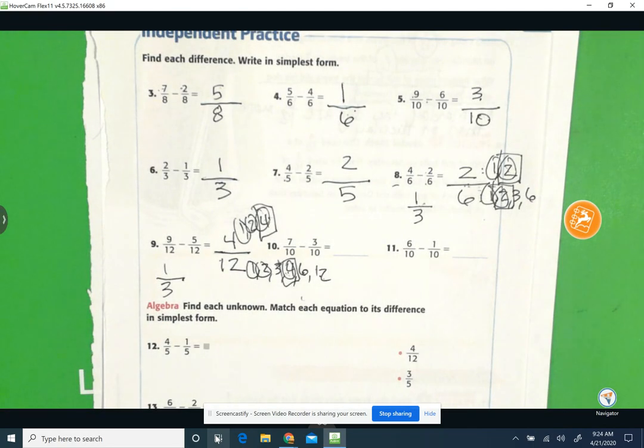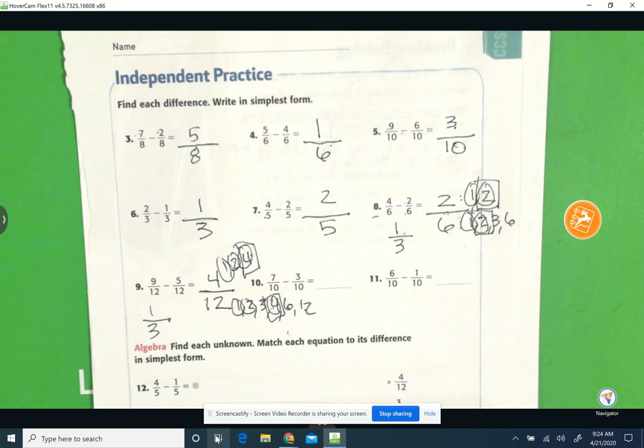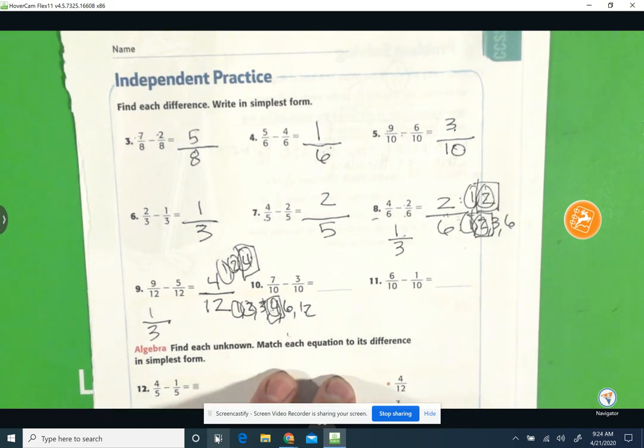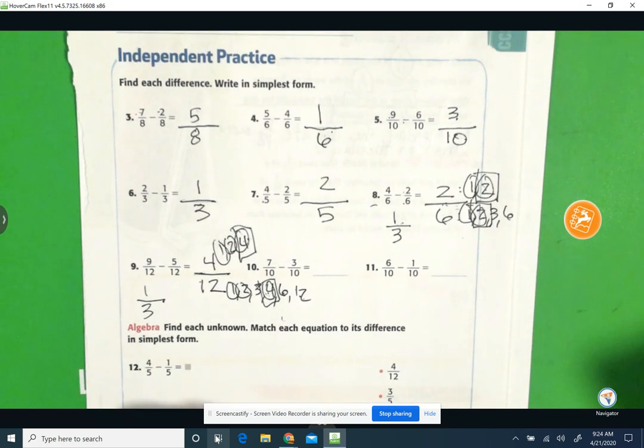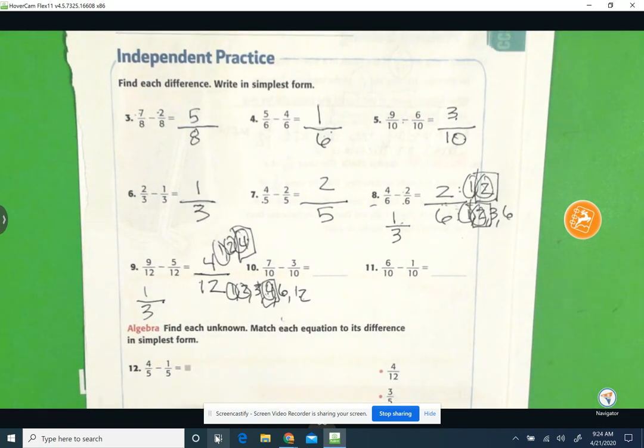All right, so all in all, subtracting fractions, no biggie. The tough part is remembering only subtract the numerator, leave the denominators the same, and put your answer into simplest form.